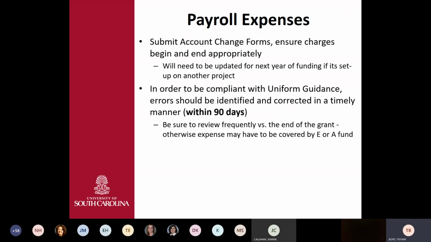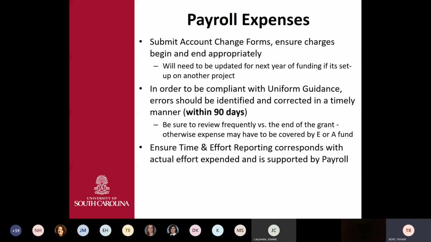And again, we want to foot stomp this as well, and we'll get into a little bit more detail about this, but in order to be compliant with uniform guidance, errors have to be identified and corrected in a timely manner, and that's considered within 90 days. So it's really important that you review frequently. A lot of people tend to review their expenses at the end of the grant, but you have to do it throughout the entire grant period. You have to monitor the award throughout the entire time. Otherwise, you may have an expense or an error that you catch covered by an E or an A fund. So just make sure that you're reviewing the expenses throughout the whole life of the award versus just the end.